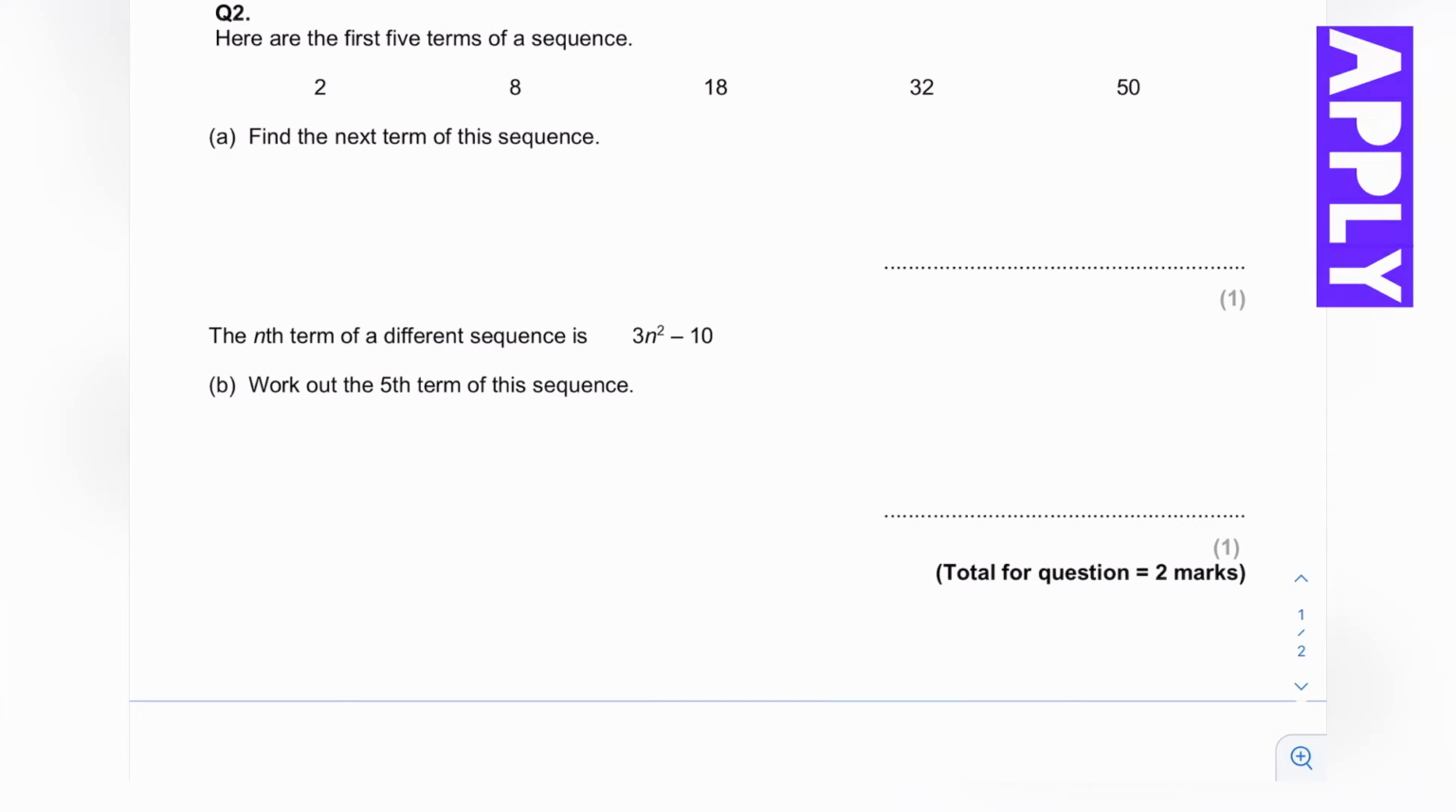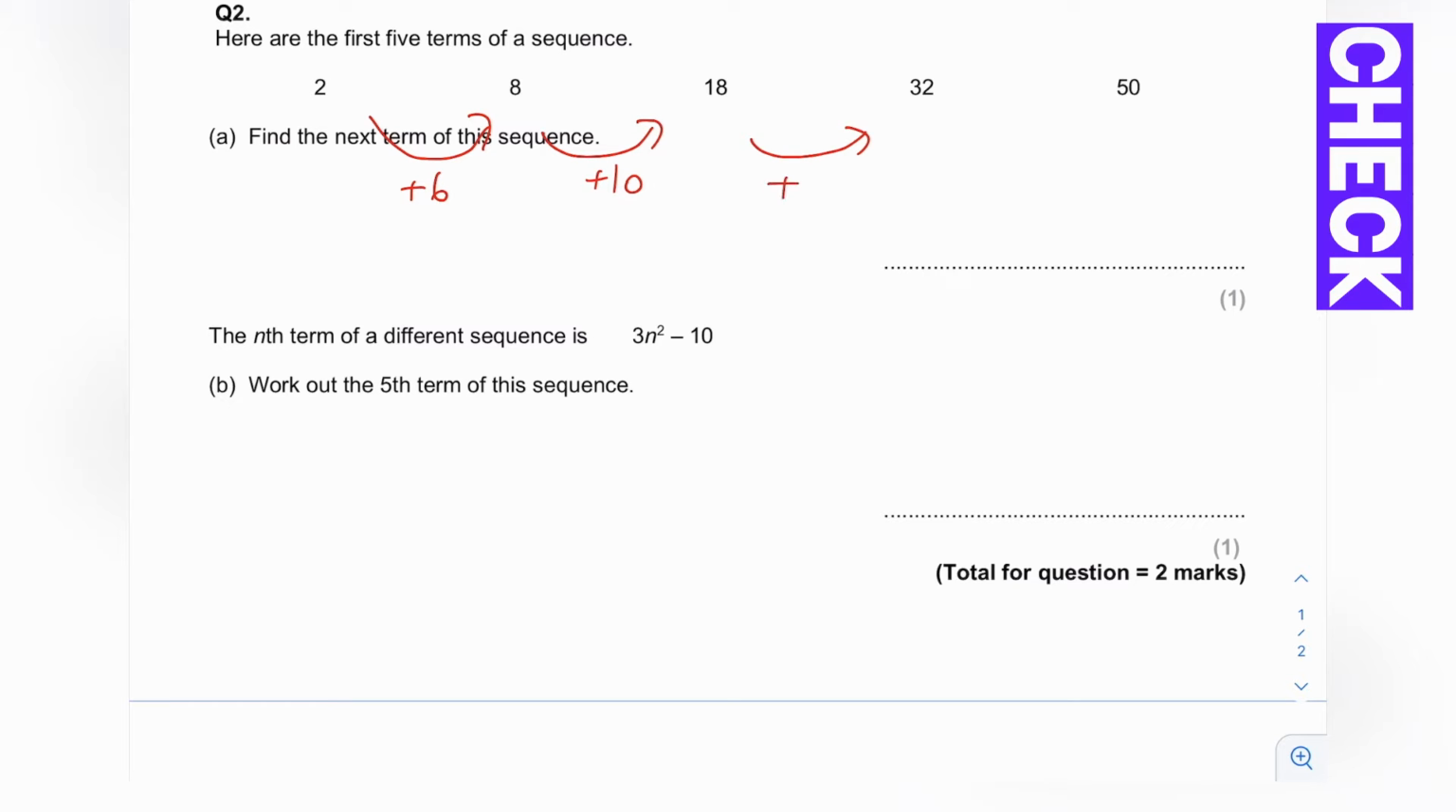Question 2. Pause the video now and have a go at this question. Right, so again we work out our first difference. Here we're increasing by 6, then we're increasing by 10, then we've increased by 14, and then we've increased by 18. So again we can work out our second difference.